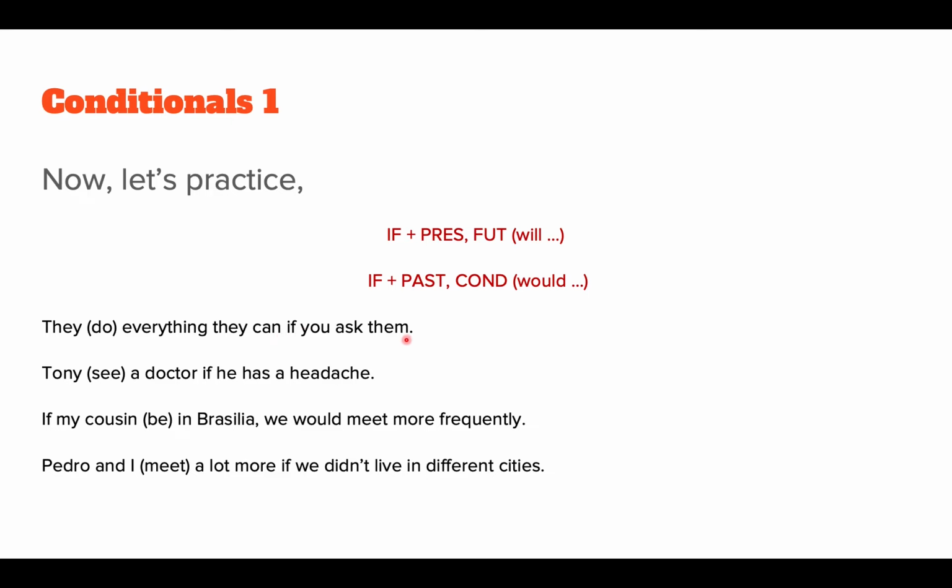Okay? One more time. Where is the if? Here. Okay? This is the if. Find the if first. And then look at the verb tense that comes right after the if. Has. Present. Okay? If he has a headache, if present, future with will. Will see. Tony will see a doctor if he has a headache.